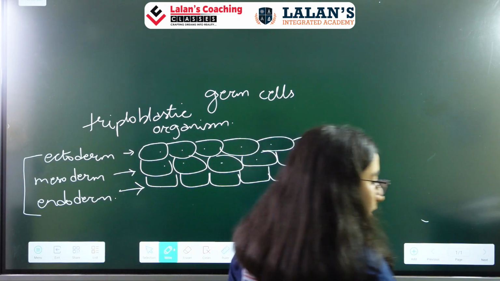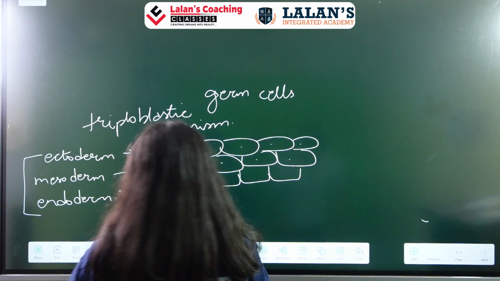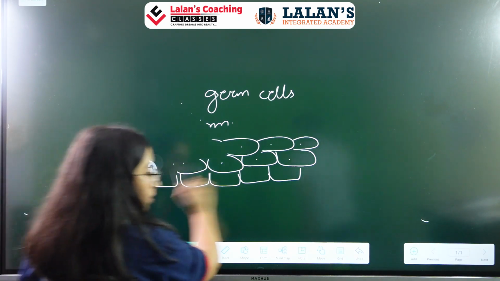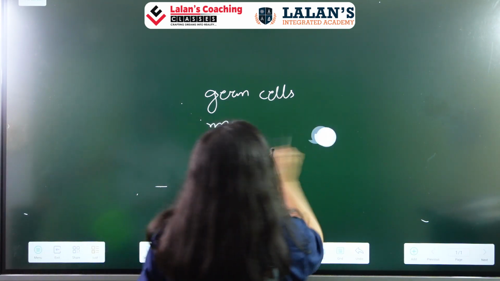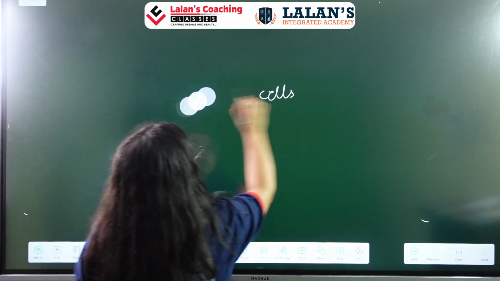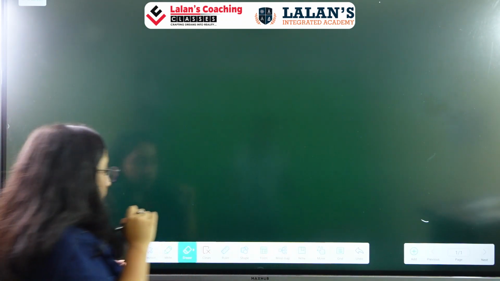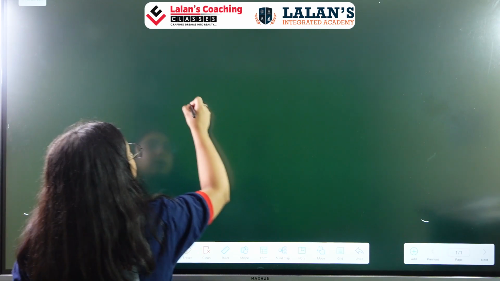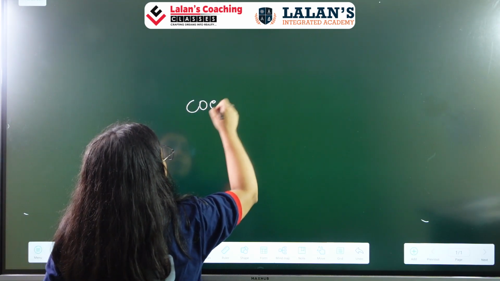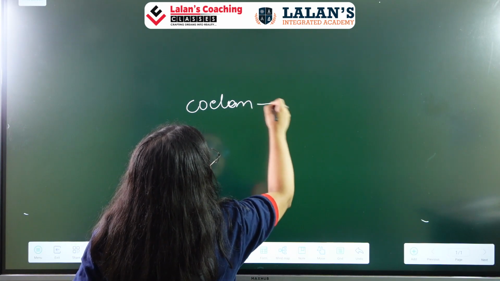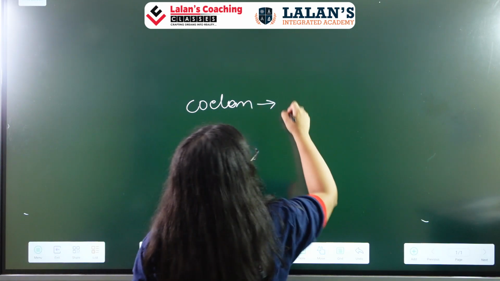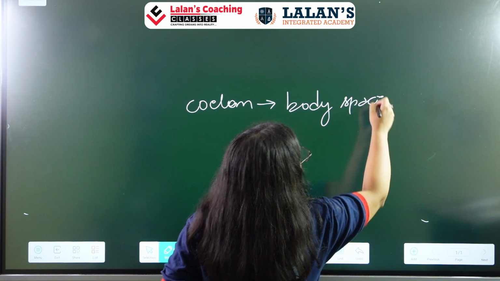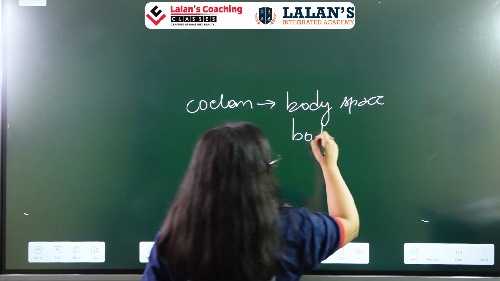Okay, moving on. The next criteria that we have here, depending on these germ cells and how they form the body, is the presence of a coelom, or more specifically the body space or the body cavity.